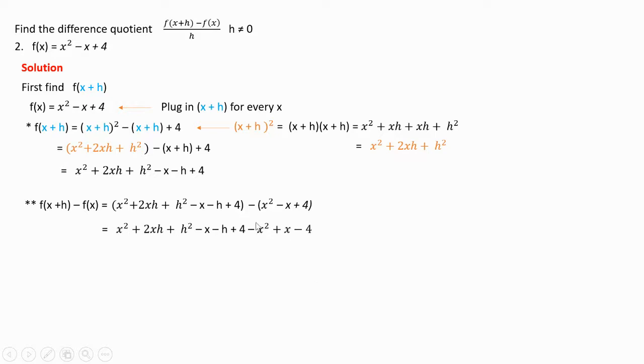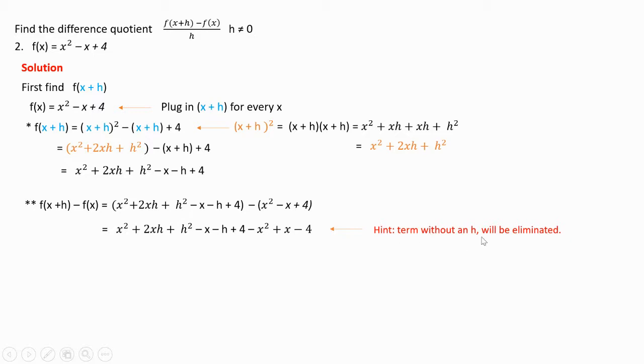So now here I'm going to distribute the negative to x squared, which will give me negative x squared. This will give me a positive x. This will give me a negative 4. Now here's a hint or an observation. Here's how you can tell if you're doing your work correctly.